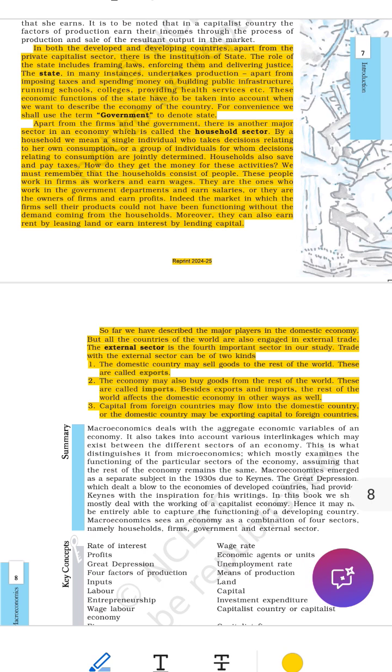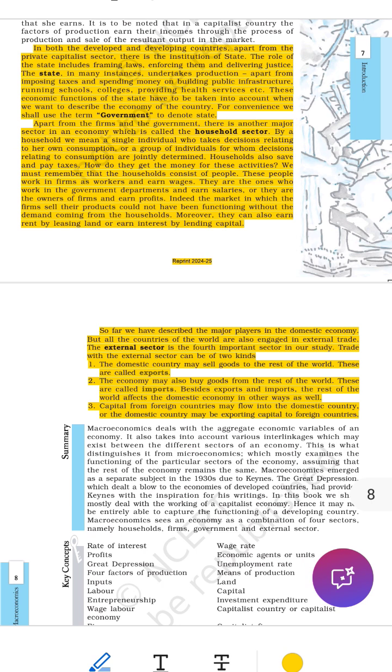By a household, we mean a single individual who takes decisions relating to her own consumption, or a group of individuals for whom decisions relating to consumption are jointly determined. A household can be just one person buying things for themselves, or a family deciding together what to buy. Example, a student buying food is a household. A family buying a car together is also a household.